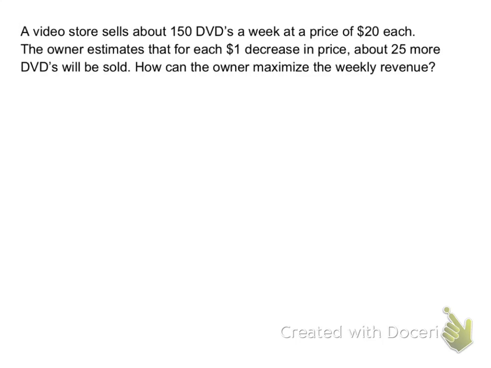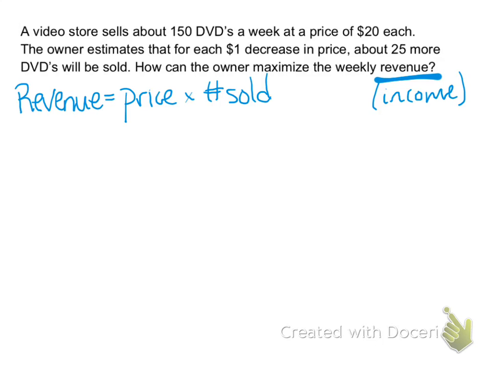Well, first of all, do we know what revenue means? And in case you don't, revenue is basically the income. So how much income can the video store make from these DVDs? And so we're going to use the familiar model of price times the number sold. And so we're trying to find out how many times we should decrease the price. So that's how we're going to define our x, is the number of $1 decreases.